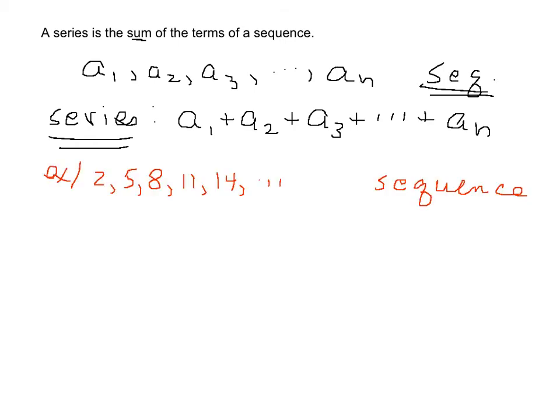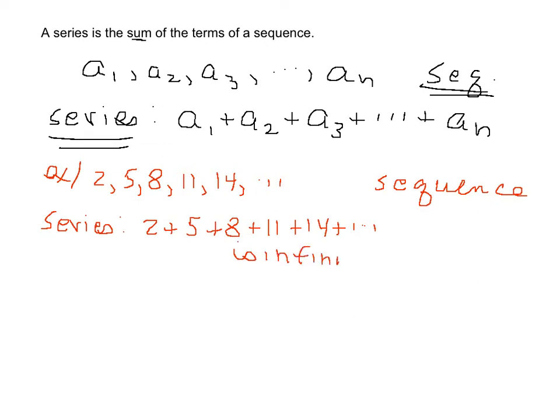So check out this sequence. If we were going to give it a name, it would be an infinite arithmetic sequence. And so the series that it generates is 2 plus 5 plus 8 plus 11 plus 14 and so on. And it's clear that this is infinite. This sum does not exist.